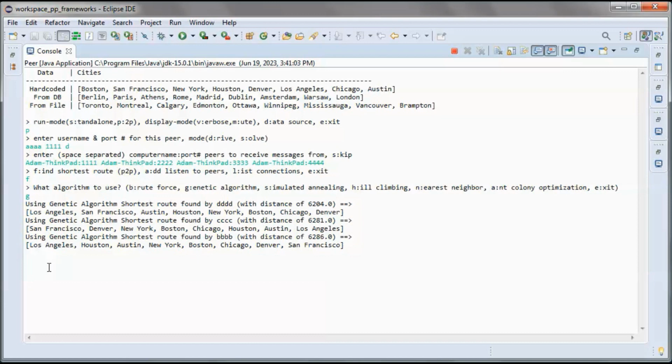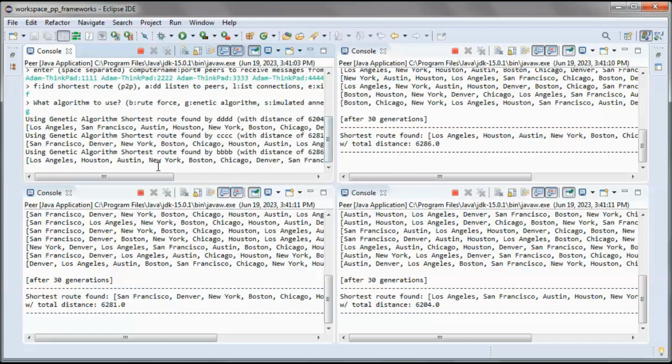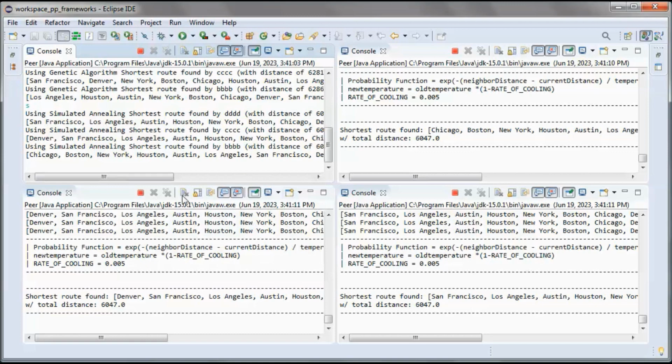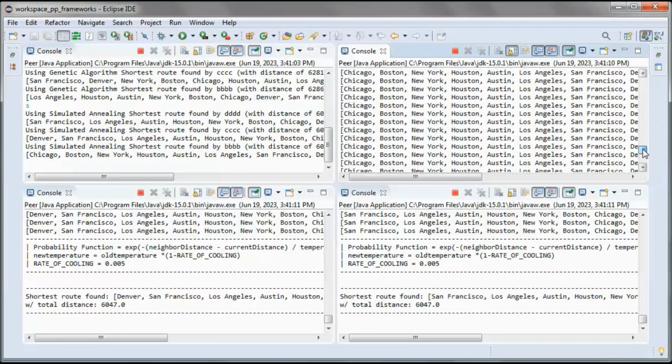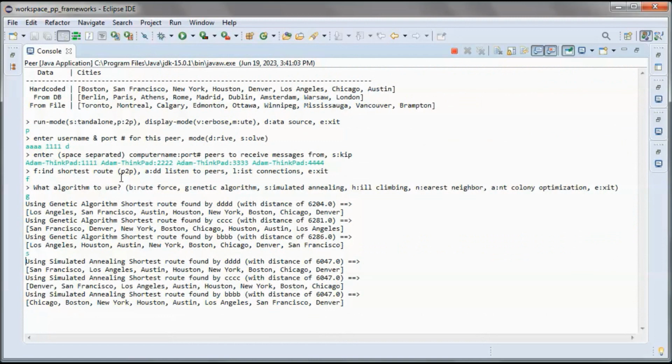So let's try with simulated annealing. Same thing, each one of those other peers used the simulated annealing algorithm and found those 3 routes by the 3 different peers.